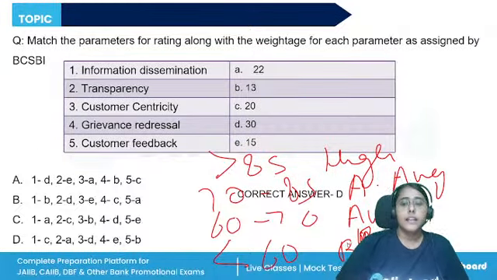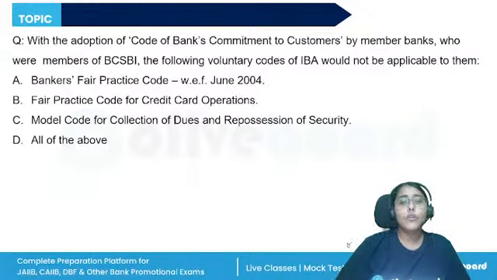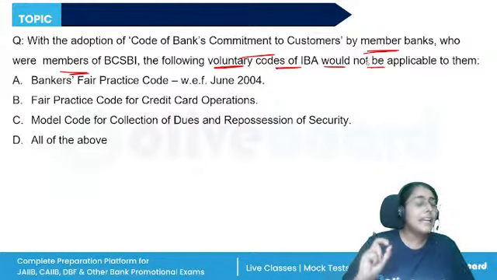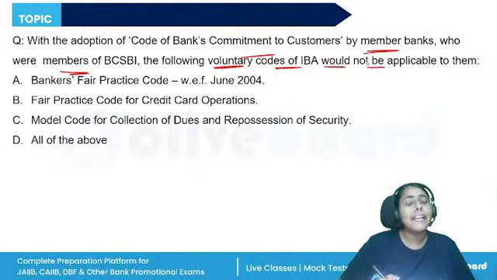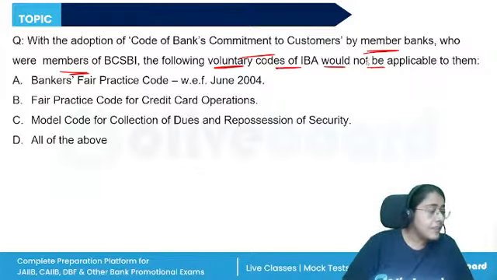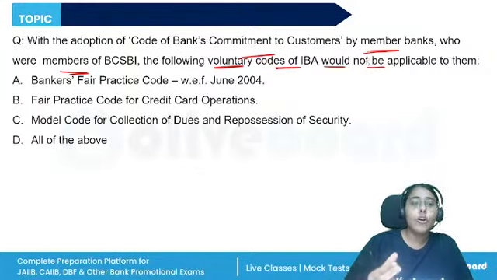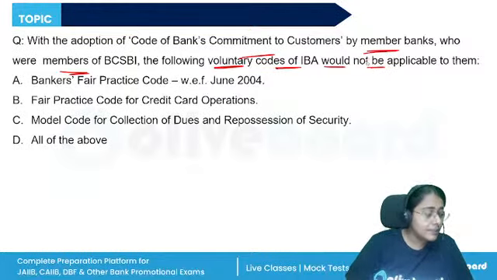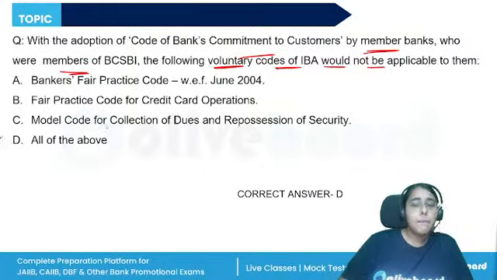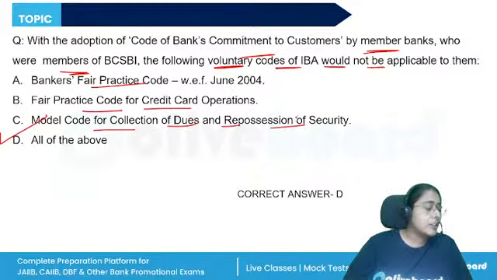All right. Next, with the adoption of the code of commitment to the customers by the member banks who were the members of BCSBI, the following voluntary codes would not be applicable. IBA has also released its own three voluntary codes. If a bank becomes a member of the code of commitment to the customers, they will no longer be required to become members of the Bankers Fair Practice Code, Fair Practice Code for credit card operation, model code for collection of dues and repossession of security.